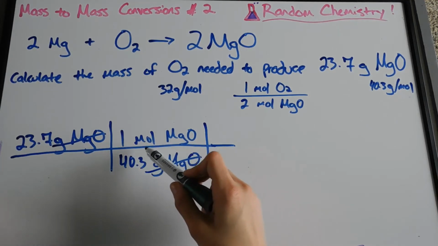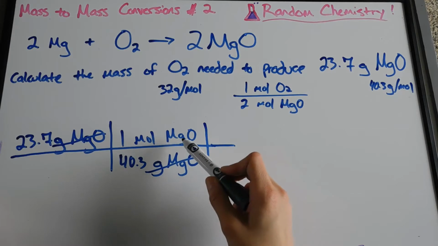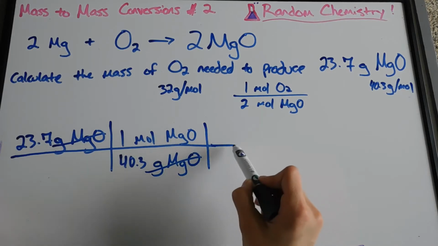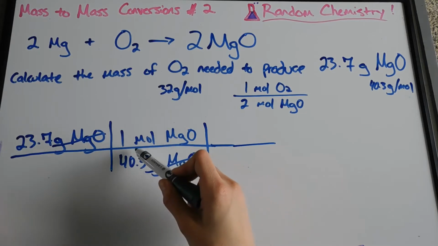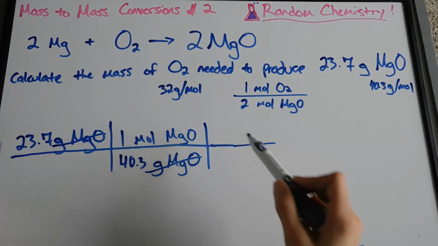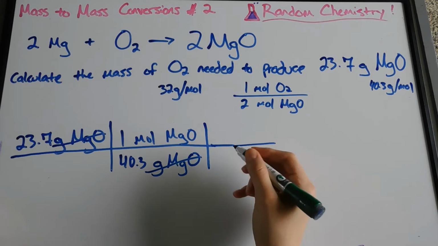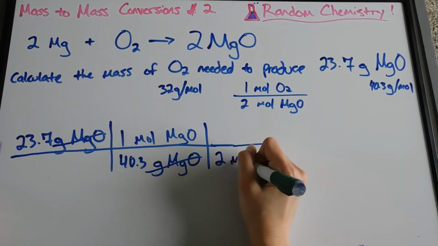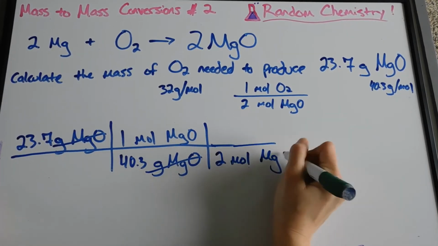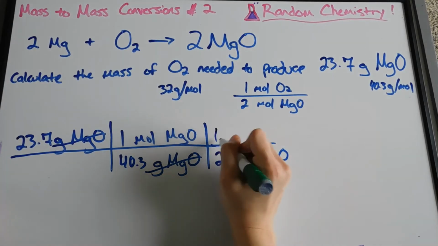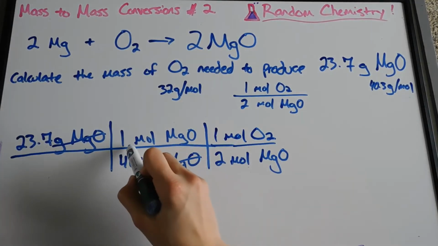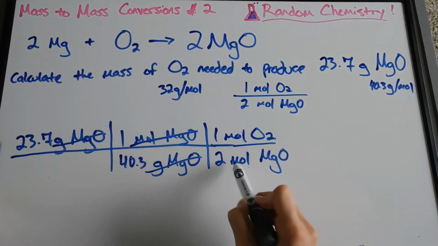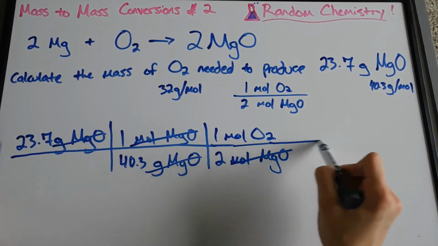So I need to convert from moles of MgO to moles of O2. And I do that using my molar ratio. So if I have moles of MgO on top, I need it on bottom. So 2 moles of MgO for every 1 mole of O2. So moles of MgO cancel, and I'm left with moles of O2.